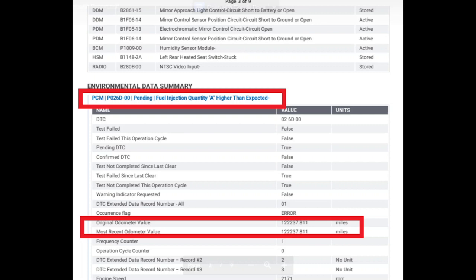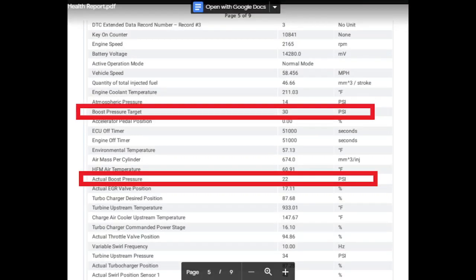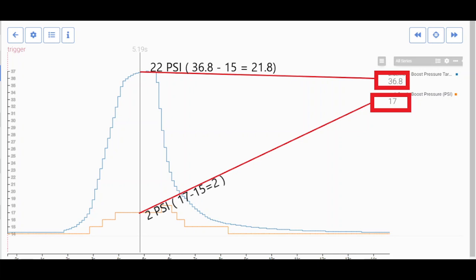Now I'm looking at actual boost pressure versus target boost pressure. They don't match. There's more than a 4 psi difference. Anything more than 4 psi is going to cause the underboost code. Here I took a flight recording, and it's pretty obvious that I'm not getting the proper amount of boost. The blue line up top, it's wanting 22 psi, and the computer is only seeing 2 psi.